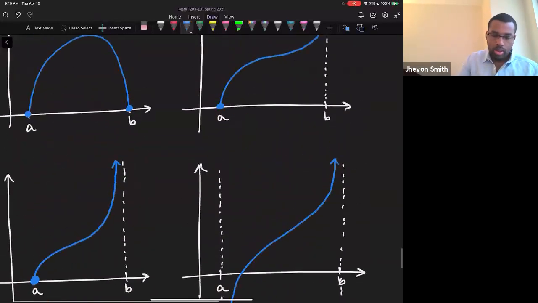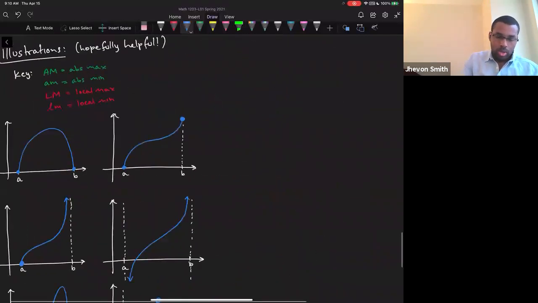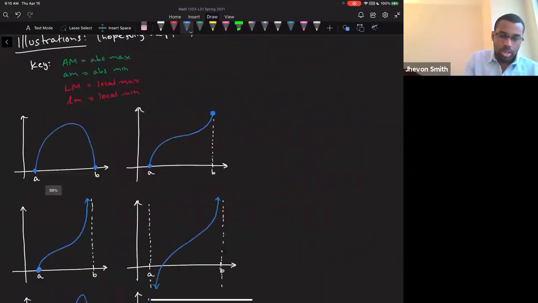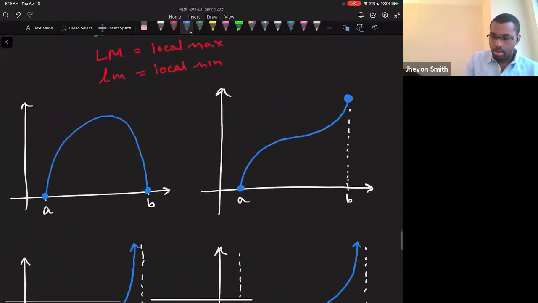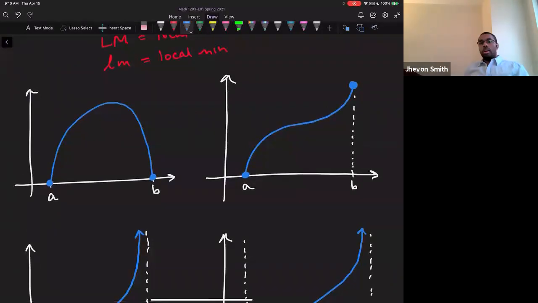Okay, we have all of those. All right. So we're going to go through with all of these, and our goal is to identify the absolute maximums, absolute minimums, the local maximums, and local minimums, just to make sure that we fully understand what we're talking about. Identify where these are going to be.